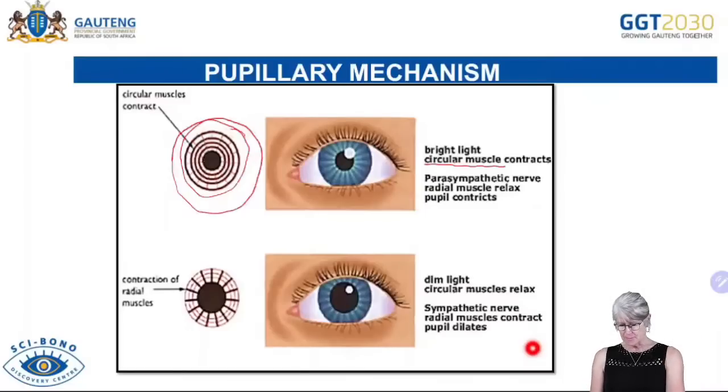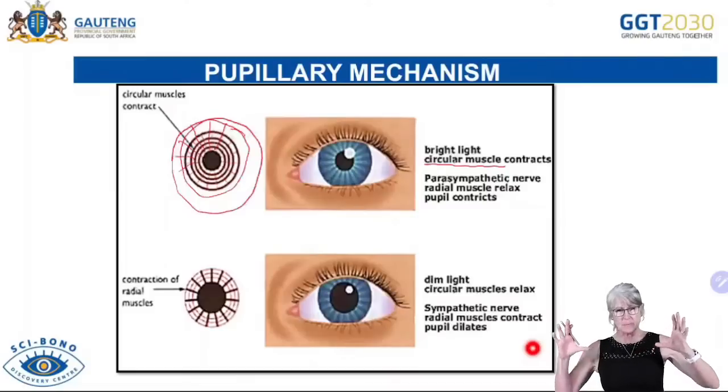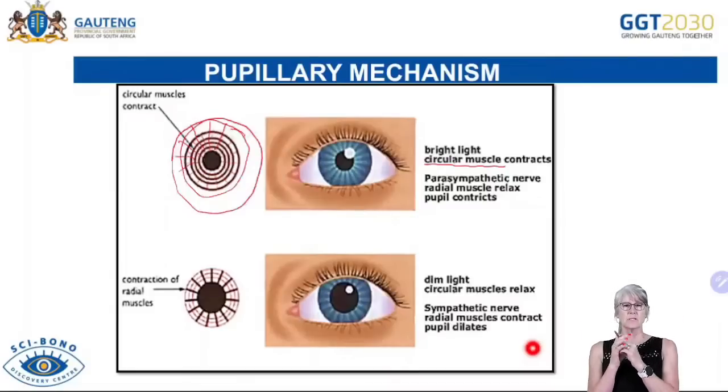This circular muscle is going to contract. When it contracts, the fibers get shorter. The radial muscle is going to relax, because we also have radial muscle, which is the muscle that is arranged like that. That is going to relax, and your pupil is going to close down, or constrict, which then limits the amount of light that is entering the eye.